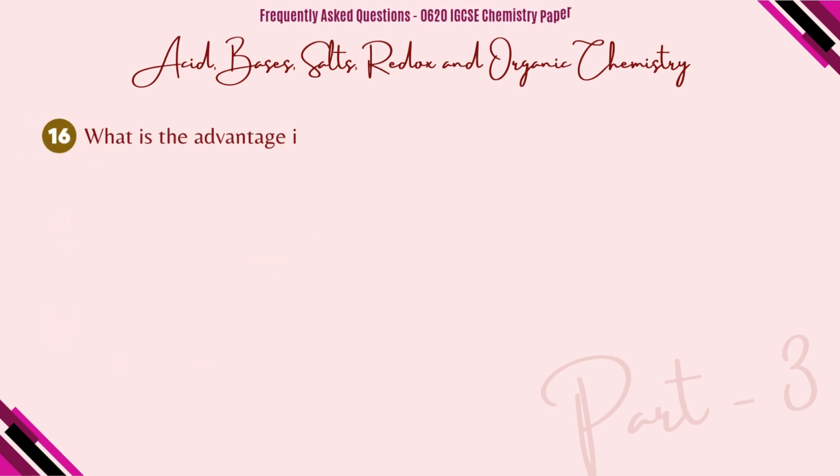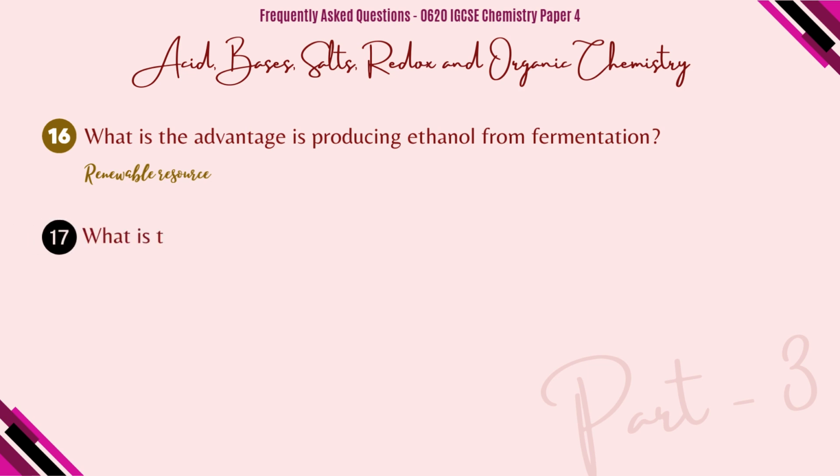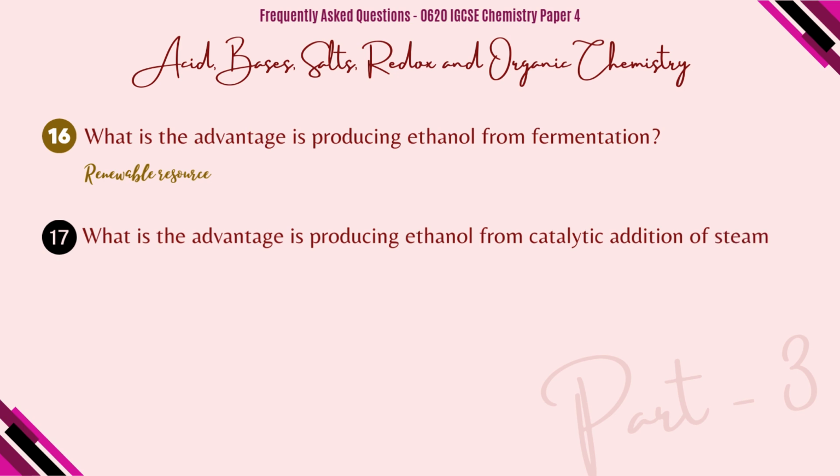Question 16. What is the advantage of producing ethanol from fermentation? So the advantage of producing ethanol by fermentation is that fermentation uses a renewable resource. And question 17, what is the advantage of producing ethanol from the catalytic addition of steam to ethene? The answer is that it produces pure ethanol.